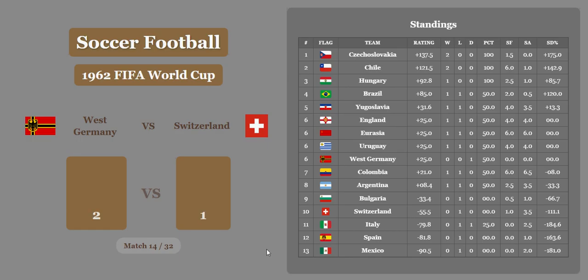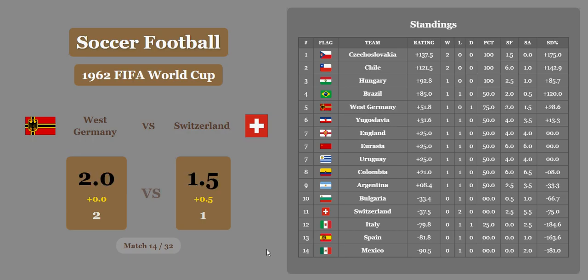West Germany versus Switzerland. 2-1. Switzerland will get a half goal, so another big win for Germany. Or their first win, I should say. They drew last time. So that puts Germany in position to rank high now, but they need to keep performing well.